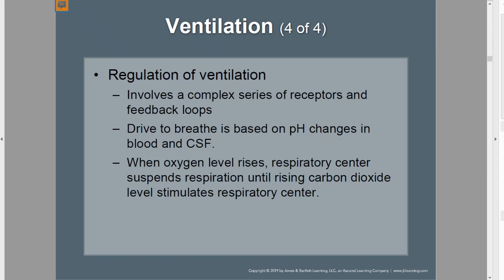Now there is something called hypoxic drive. That's the opposite. That's for folks like COPD patients who retain lots of CO2 because of their disease. Well, those receptors grow weary of trying to read CO2, and they'll start reading O2, and that's something called a hypoxic drive. But we have a carbonic drive for normal individuals.